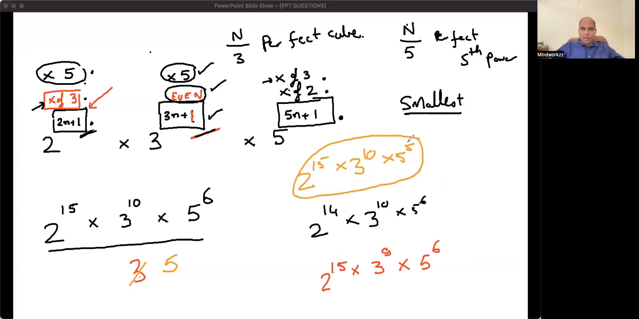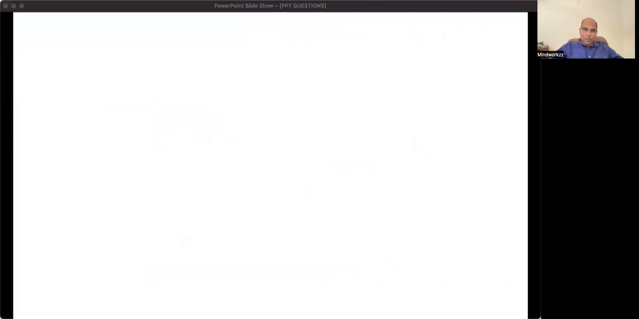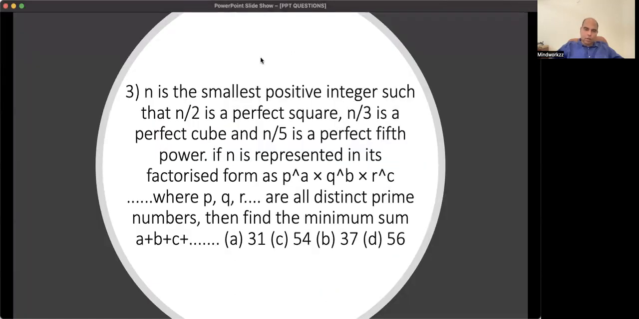So essentially, you realize that the sum of ABC, the powers of the prime numbers, is what the question is asking me. If I go back to the question, can you see what it's asking you? Find the minimum sum of ABC where A, B, and C are the powers of PQR, where PQR are distinct prime numbers. So 31 is the correct answer, 15 plus 10 plus 6.